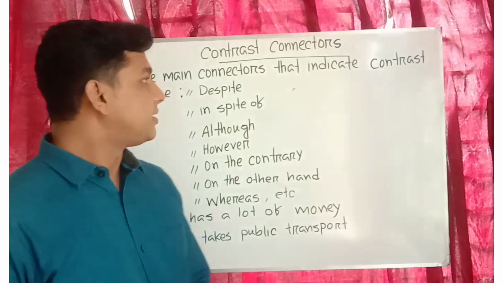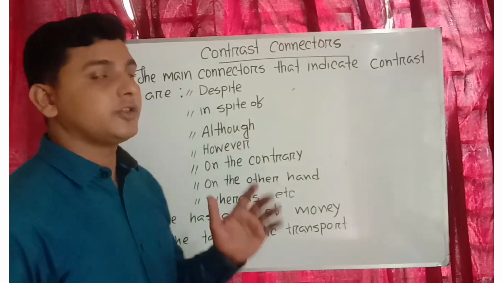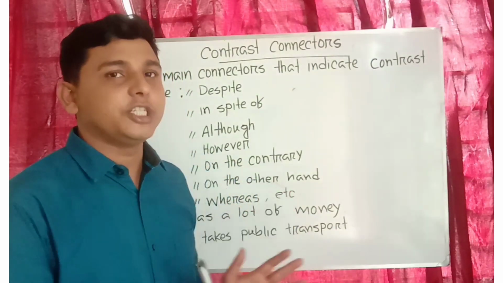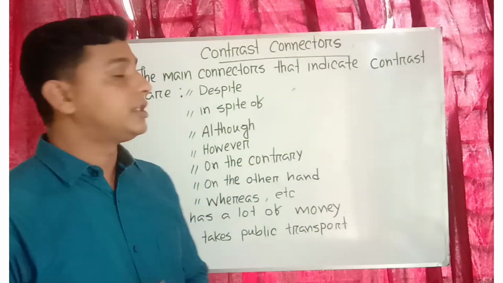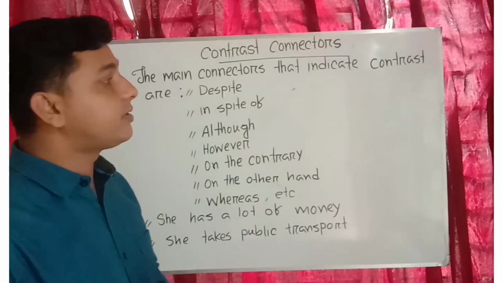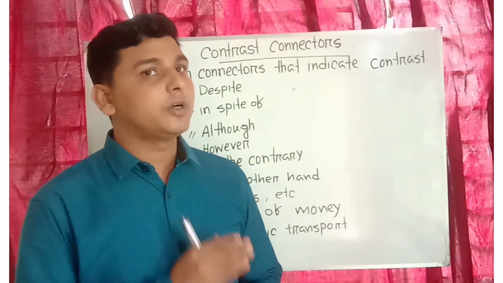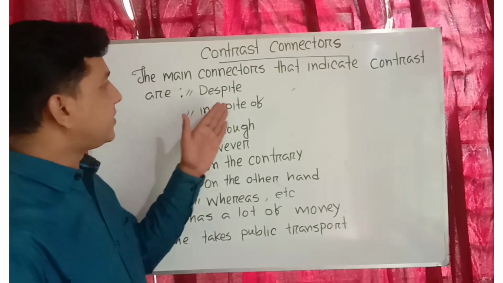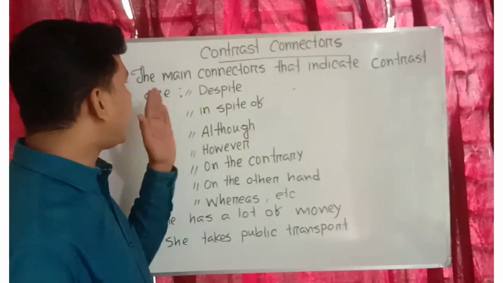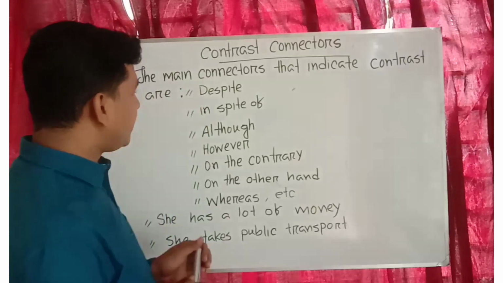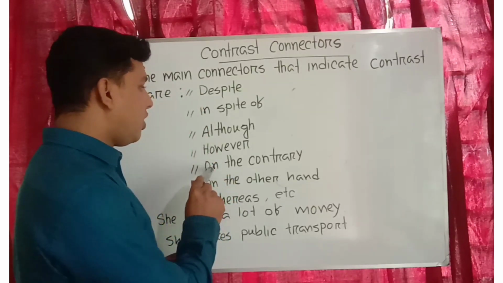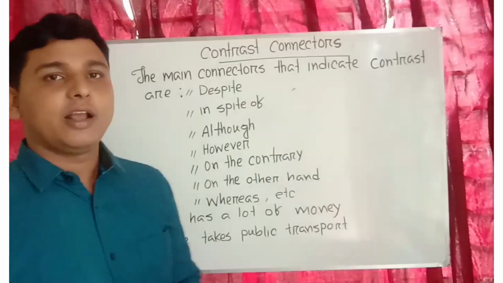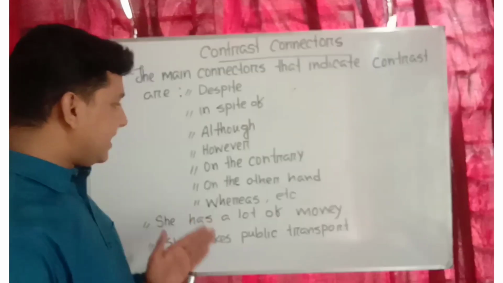Dear students, now we will talk about contrast connectors. We have already discussed the six situations which we will use today to learn connectors. First of all, contrast connectors. What do contrast connectors mean or indicate? Let's see. The main connectors that indicate contrast are despite, in spite of, although, however, on the contrary, on the other hand, whereas, etc. Okay, see the examples.